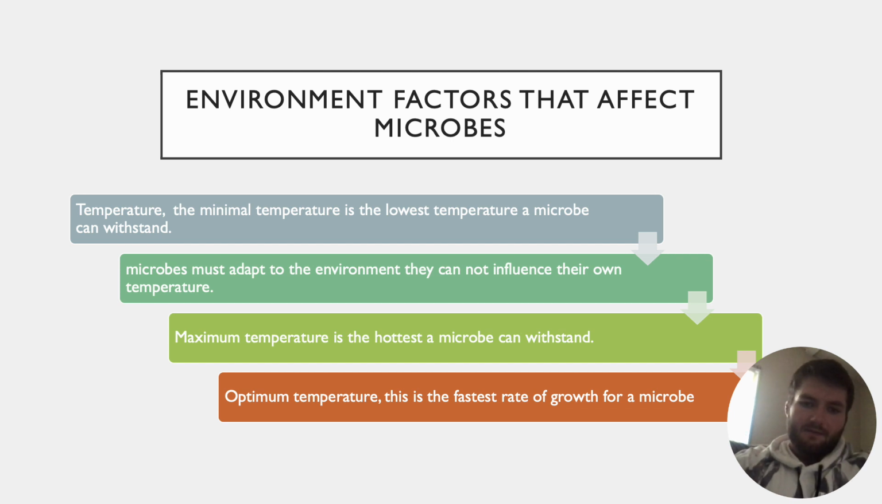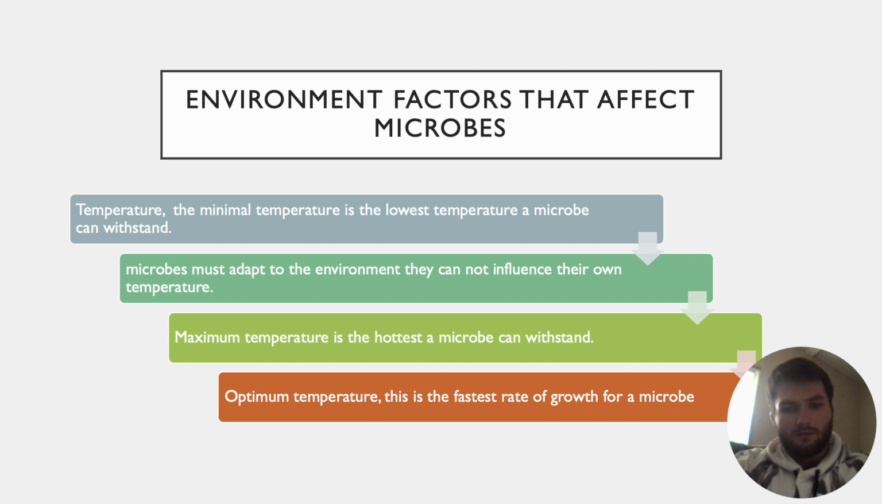So, environmental factors that affect microbes. Just like the environment here affects us, the environment will affect a virus. So a good example of a factor in the environment that's going to affect a virus or a microbe is temperature. The minimum temperature is the lowest temperature a microbe can withstand. So temperature is a big one. The minimum is the lowest point a microbe can withstand, like of it being cold.